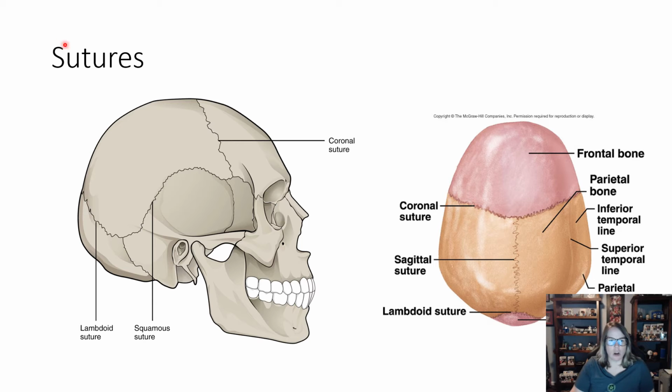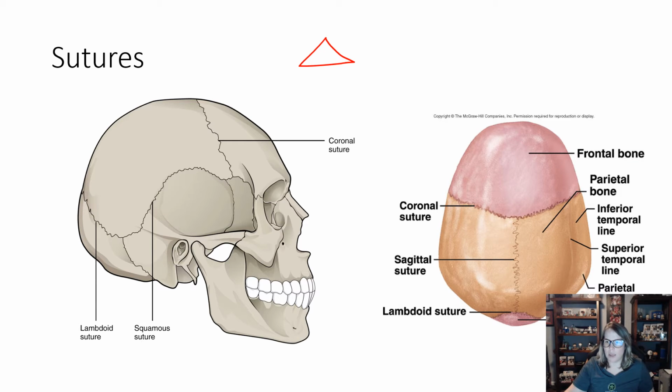So once again, here are our sutures. We can see our squamosal suture here, the one just above your ear when you go like that. The lambdoidal, remember, is going to be the one that sits at the back of the skull. And remember, the easiest way to remember that one is it looks like the Greek letter lambda.